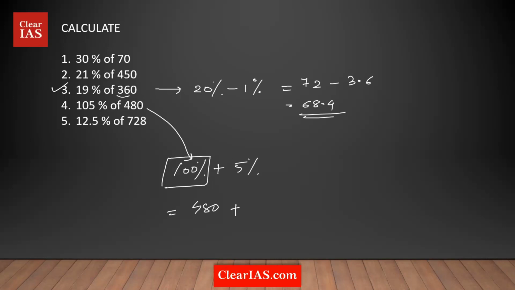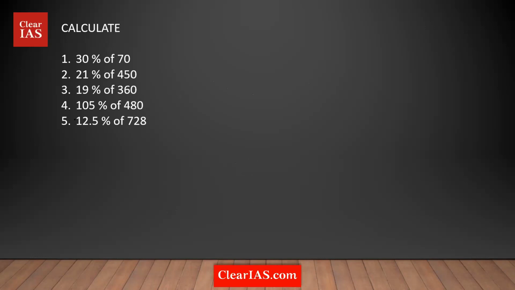Plus, how do you calculate 5%? Can you tell me what is 5% of 480? Can you comment on the chat box? All of you, what is 5% of 480? 10% is 48, divided by 2. That is 5%. That is 24. So your answer is nothing but 504 would be the right answer. So all good, right? Till now. Okay, last one.